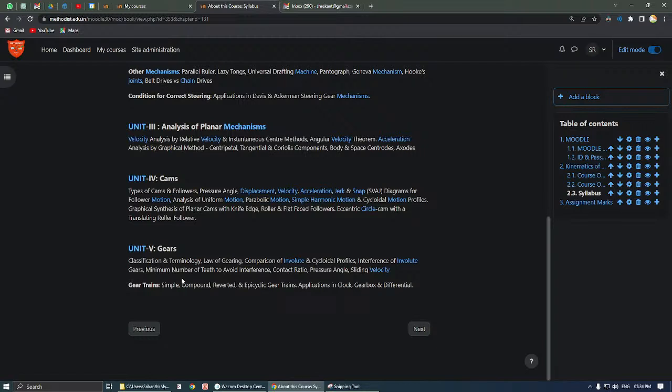The first one is the application of the clock, which mostly uses reverted epicyclic gear trains. And then we have gear parts, which mostly deals with parallel reverted gears. And then we have differential, which uses bevel gears in order to distribute power from the engine and four elements in an equal manner. So that's what the whole series that we have studied.